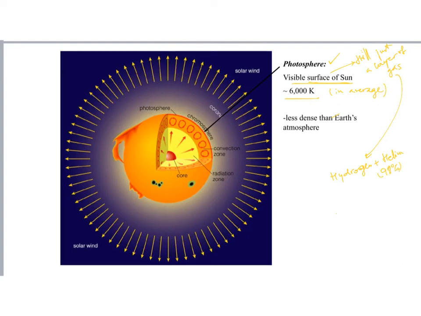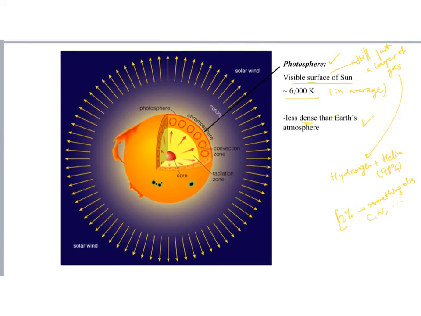98%. It's only 2% of the interior of the sun that is something else, like carbon, nitrogen, all other heavier elements. Okay, so yeah, just a reminder that the sun is basically a ball of hydrogen and helium. And so even though it feels like the surface of the sun, it is much less dense than the Earth's atmosphere. Okay, so it's a very, very rarefied medium, if you want.